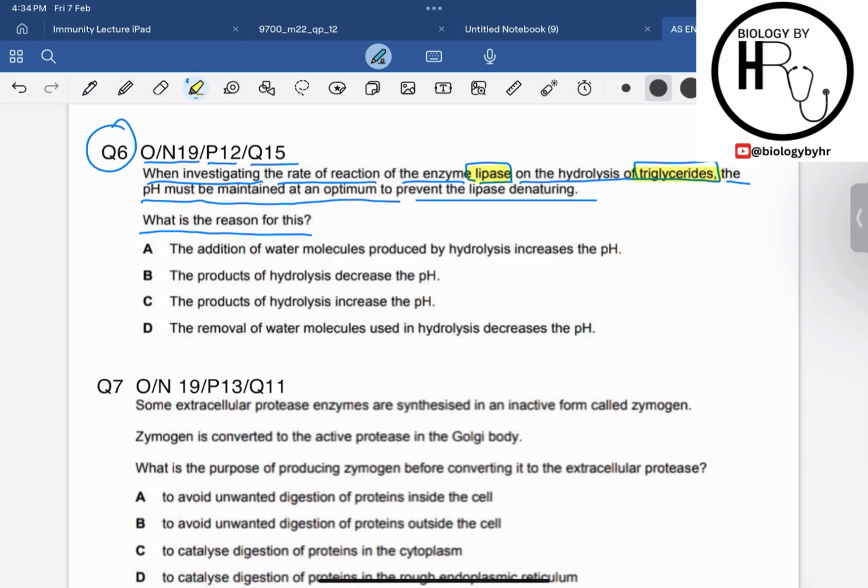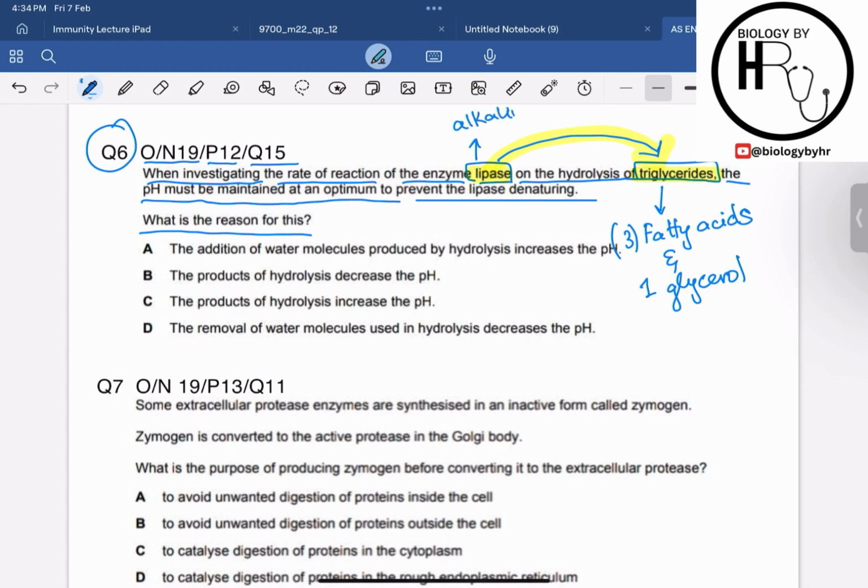We know that when the lipase hydrolyzes the triglycerides, the breakdown products which form are fatty acids: 3 fatty acids and 1 glycerol molecule will be released from 1 molecule of the triglyceride. And lipase works at an alkaline pH. It is the property of the lipase that it works at an alkaline pH, and as the lipase hydrolyzes the triglycerides, fatty acids and glycerol are produced, and the fatty acids will lower the pH, making it more acidic. So what can happen is that the lipase can get denatured.